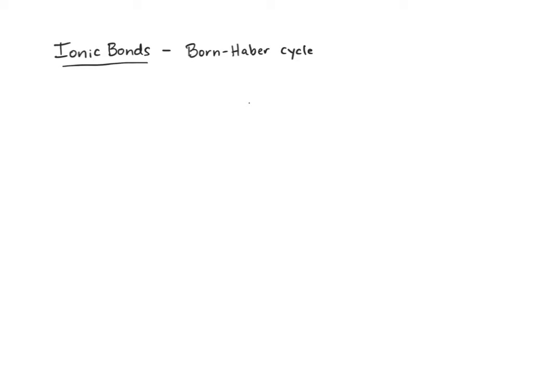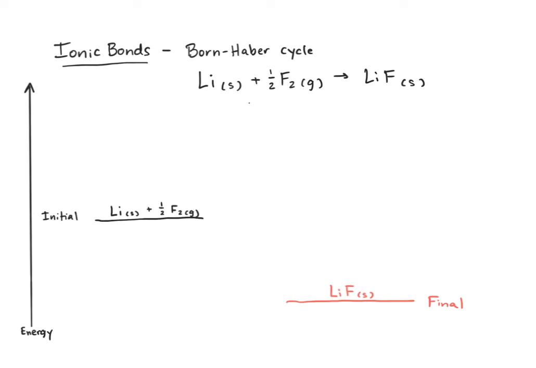As a case study, let's think about the formation of lithium fluoride from its constituent elements, lithium and fluorine. Lithium fluoride has the formula LiF. To balance this reaction, we just need a half equivalent of diatomic fluorine. To visualize this, we're going to think about an initial state where we have separate lithium and fluorine in their elemental forms. Later on, eventually, these elements will come together to form the compound lithium fluoride. This is our final state.